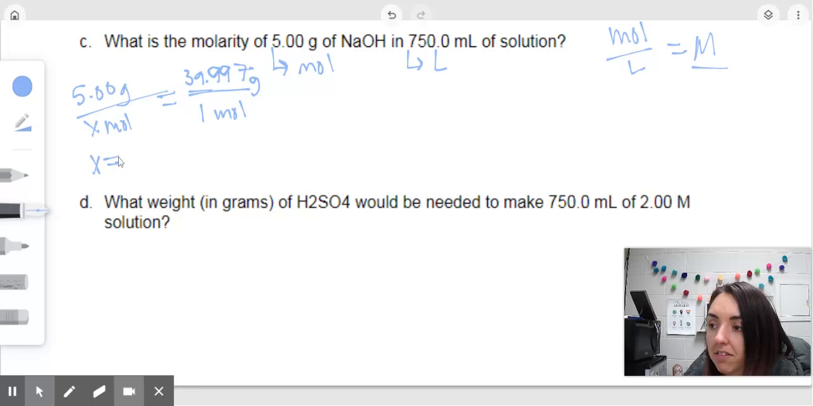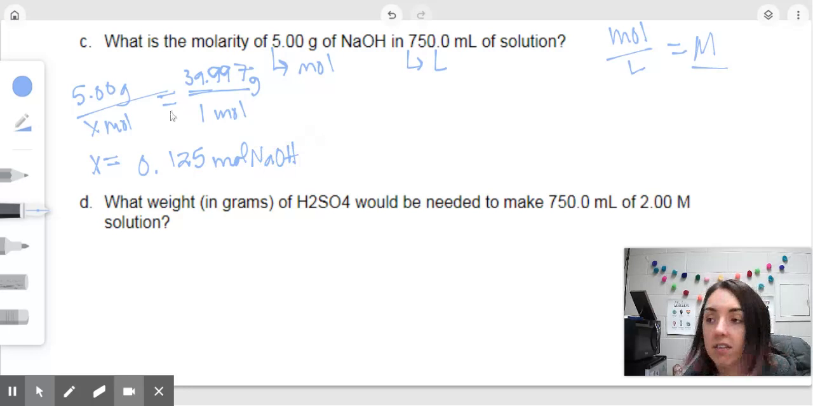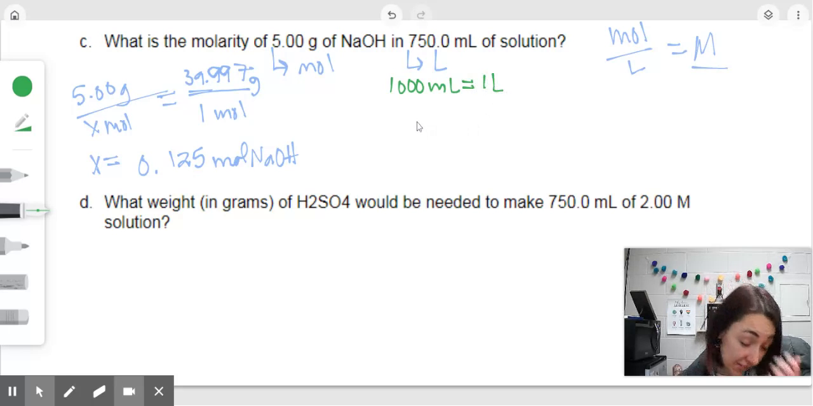I round to 3 sig figs because 5.00 grams has 3 sig figs. And I get 1.25 moles of sodium hydroxide. Okay, so that's the first thing we need. The second thing we need is this in liters. Remember, 1,000 milliliters equals 1 liter. So I divide by 1,000. That gives me 0.7500. Notice how you do 0, because it says 4 sig figs.